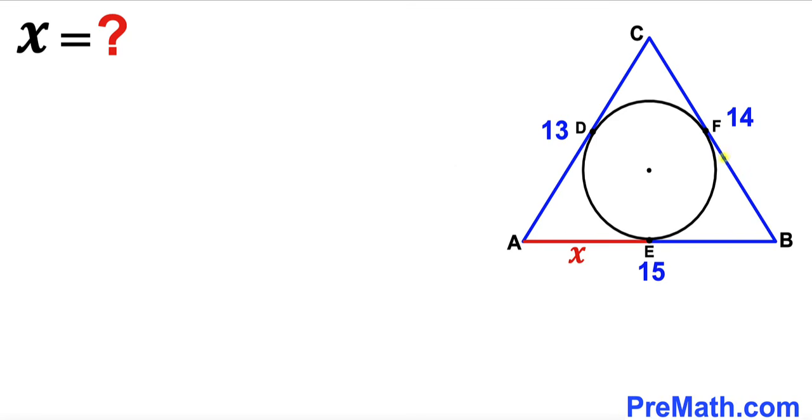Welcome to PreMath. In this video, we have this scalene triangle ABC circumscribing the circle, as you can see in this diagram, such that these points D, E and F are the points of tangency. Moreover, this side length AC is 13 units. The side length BC is 14 units, and the side length AB is 15 units.